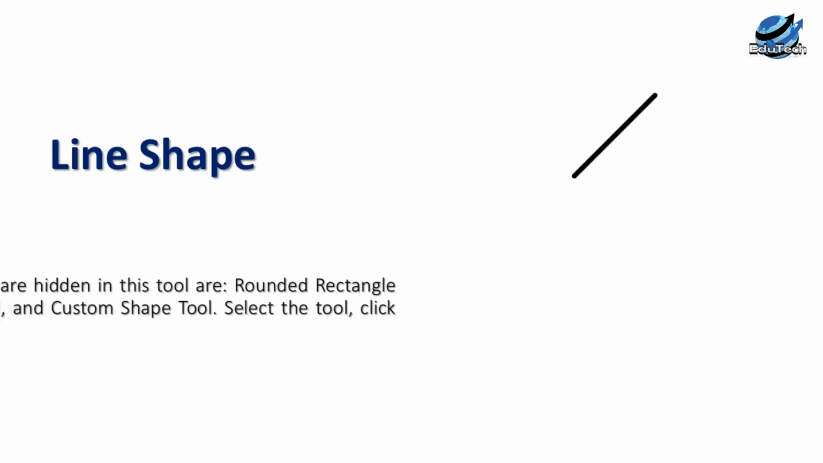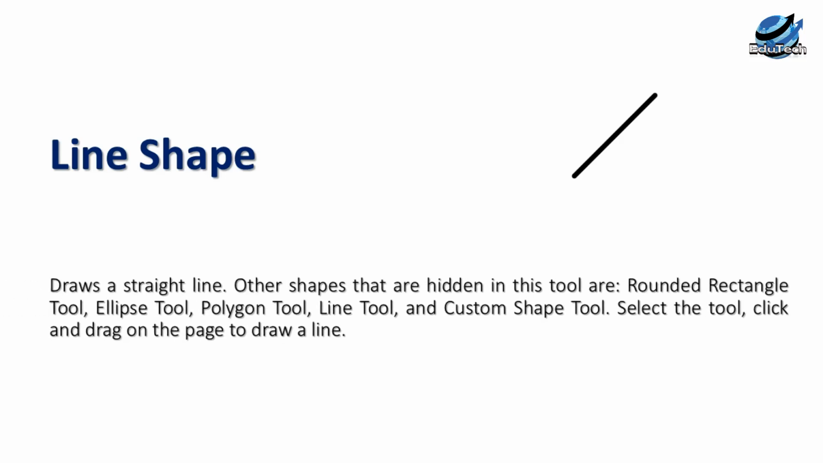Line. Draws a straight line. Other shapes that are hidden in this tool are rounded rectangle tool, ellipse tool, polygon tool, line tool, and custom shape tool. Select the tool, click and drag on the page to draw a line.